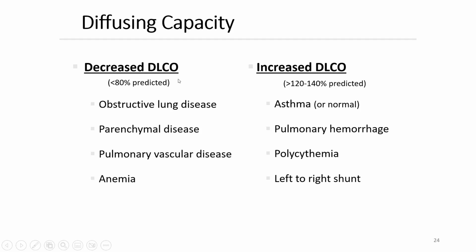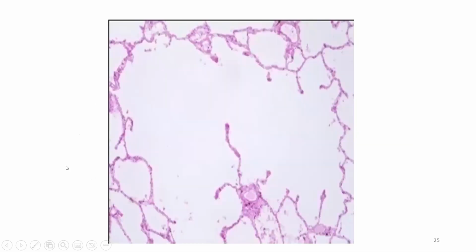However, it is decreased in two similar cases, as we shall see in systemic sclerosis, in pulmonary arterial hypertension, and in parenchymatous lung disease. This is a case of disrupted alveolar capillary membrane.